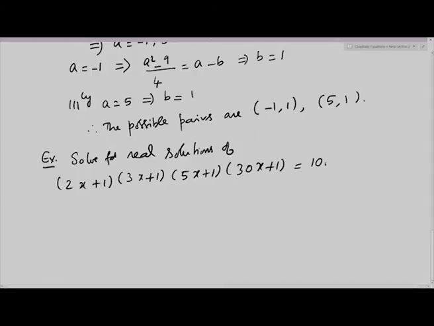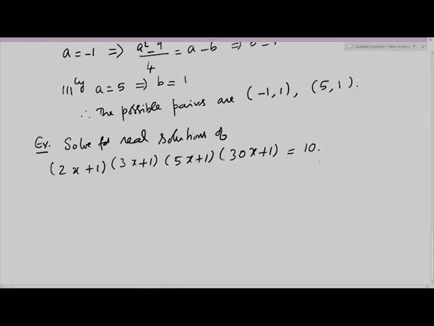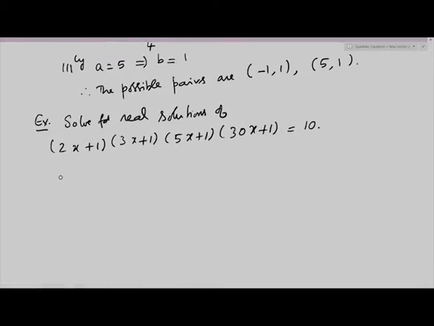So, if this is a product of every linear term, finally it is a 4th degree polynomial on the left side. Naturally it is difficult to solve, but if I combine the first two terms and the 3rd and 4th terms, then I get quadratic equations, and I can factorize. For instance, if I combine the first two terms, I get 6x square plus 5x plus 1, and the 3rd and 4th terms give another quadratic expression, 150x square plus 35x plus 1, equal to 10.